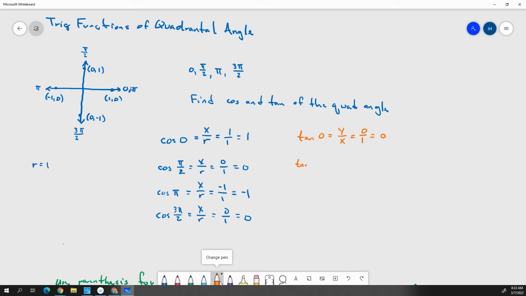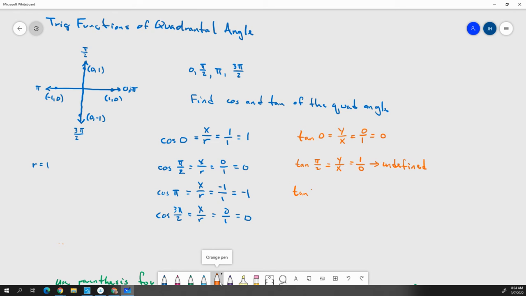If I look at tangent of pi over 2, I've got y over x at pi over 2. And if I look at this one, my y value is 1 and my x value is 0. So I wind up with 1 over 0. But that leaves me dividing by 0, which disrupts the space-time continuum. And we cannot do that. So we have to say that this is undefined. Remember, we can divide into 0, but we cannot divide by 0.